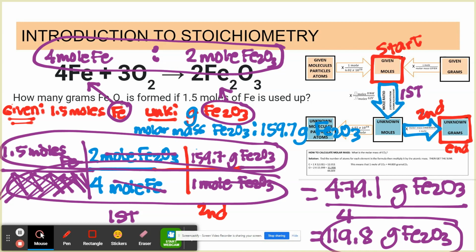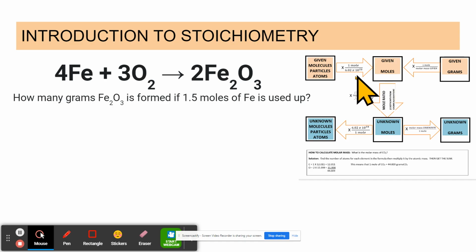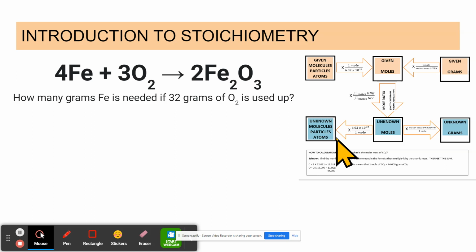All right. Now the problem is, guys, what if the given is not moles, and what if you're looking for grams to grams instead? So for example, look at this problem right here. What if your unknown is in grams and your given is also in grams? So how do we do that?